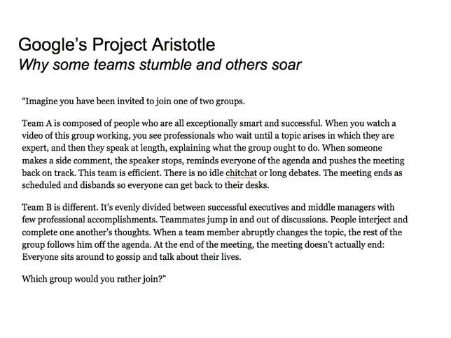Team B is different. Evenly divided, successful execs and middle managers. Teammates jump in and out of discussions. People interject and complete one another's thoughts. When a team member abruptly changes the topic, the rest follows on the agenda, and by the end, the meeting doesn't really end. Everyone sits around to gossip and talk about their lives. Which group would you rather join?